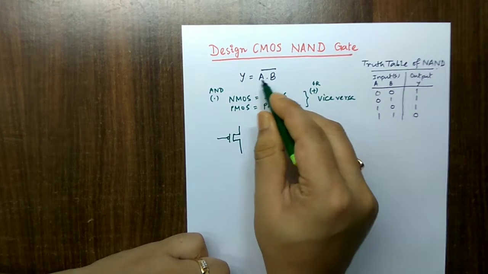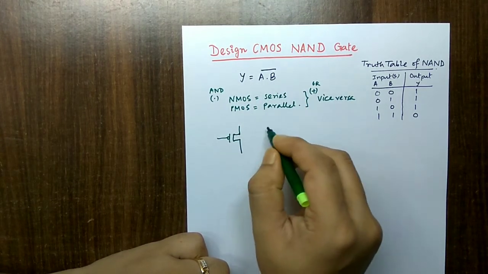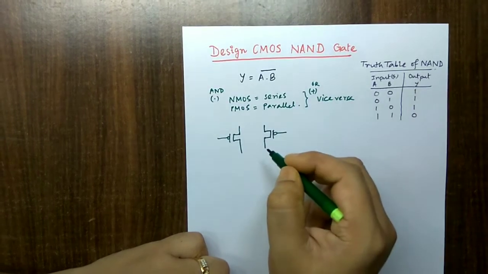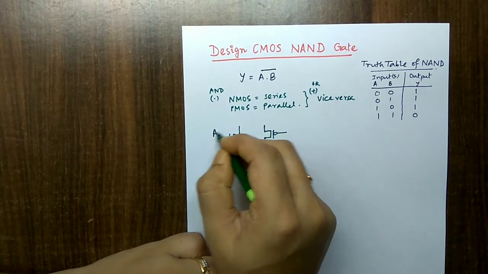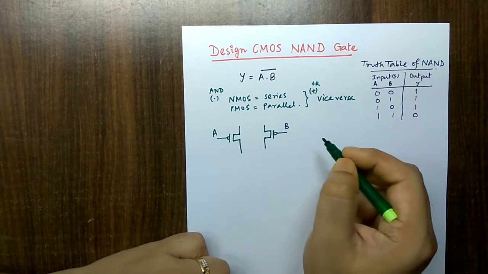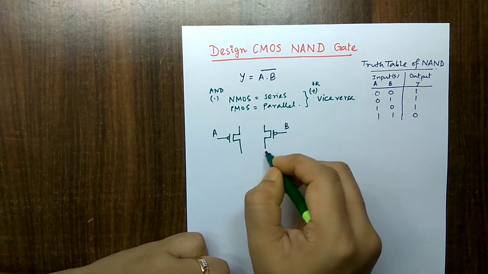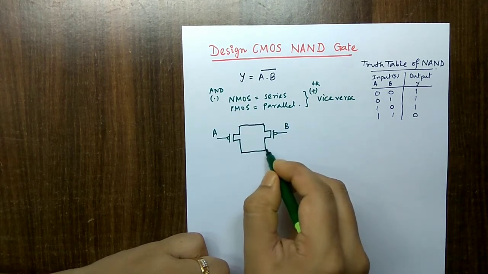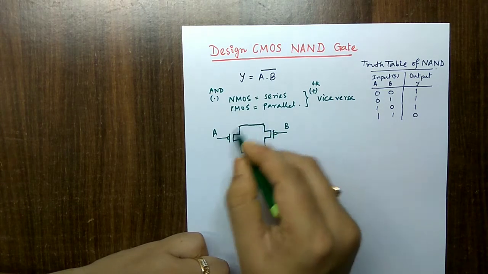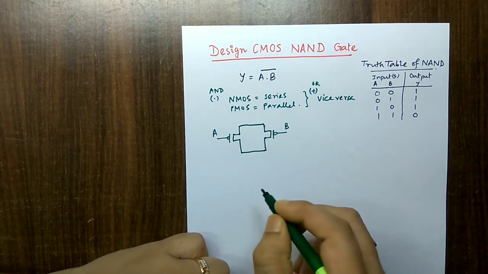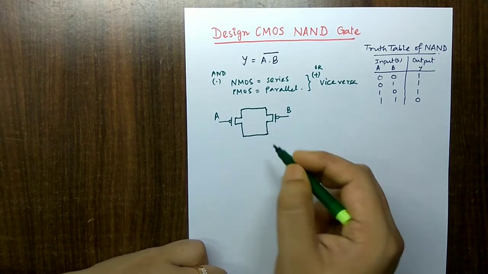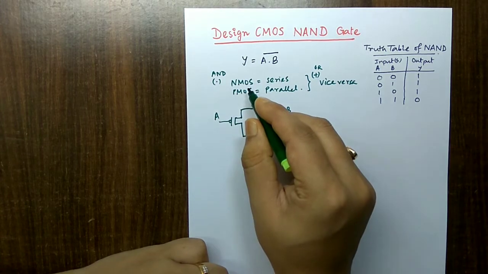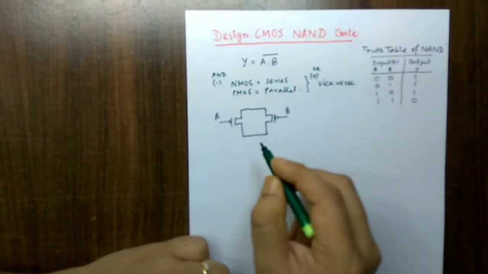Now since I am connecting A and B in parallel, let me first draw the two PMOSes and name them A and B. Then we need to connect these two in parallel, so I am making a connection this way. Very simple. This is the connection of the pull up network. Now I have to complete the circuit with the pull down network. The pull down network comprises NMOSes, so I need to draw the two NMOSes.